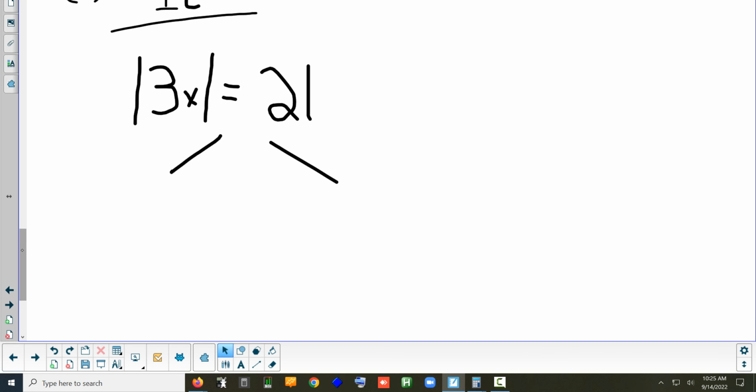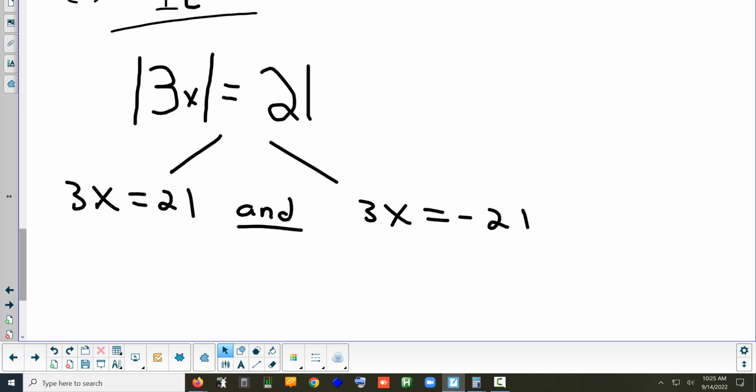Brady, can you give me one of the equations that this splits into? 3x equals 21. Good. 3x equals 21. And we should write down the word and, so we don't forget that. I might not have done that on the last problem, but we should put the word and. So 3x equals 21. And what's my second equation? Yep. 3x equals negative 21.